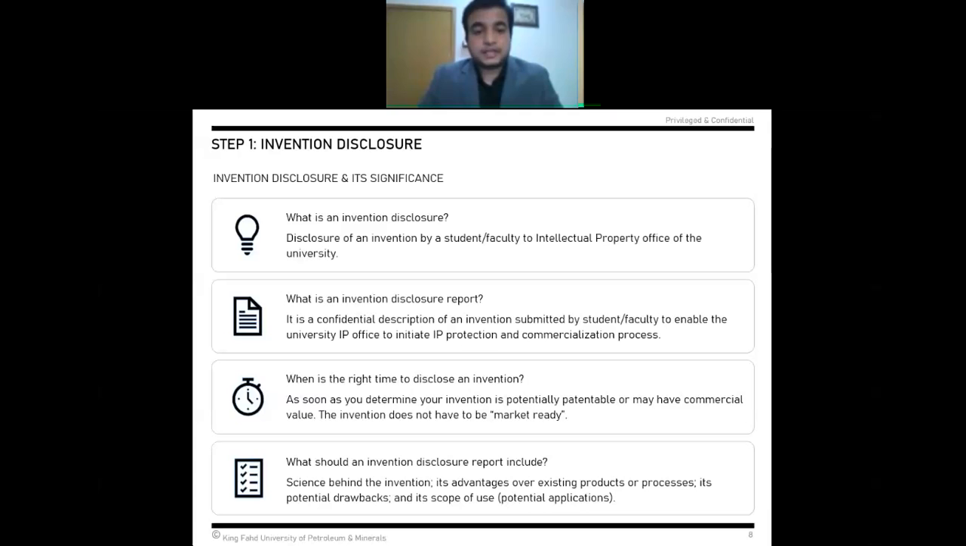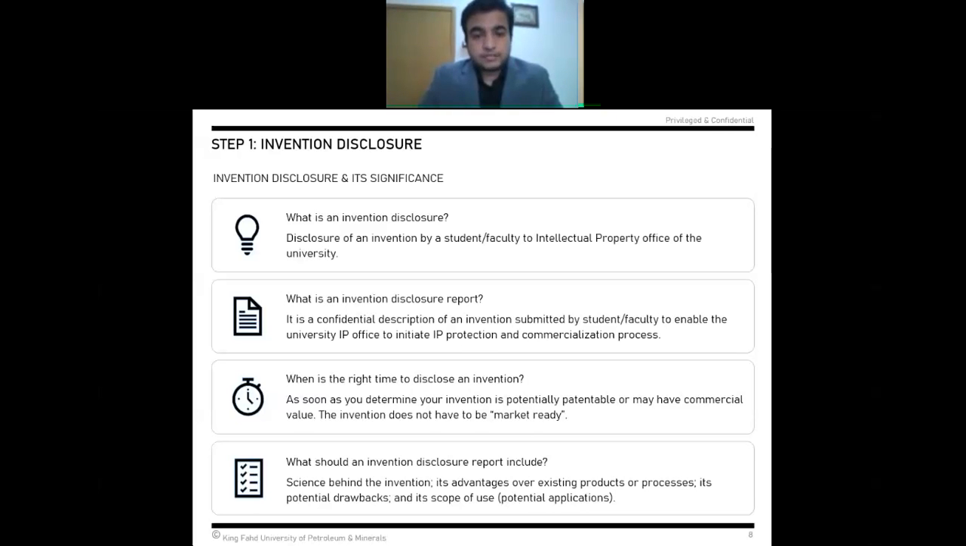And please note that the invention does not have to be market ready, or it is not necessary that the invention should be converted into a fully developed product or a process. As soon as you have the idea and a little information about how the idea works, you should disclose your invention right away.